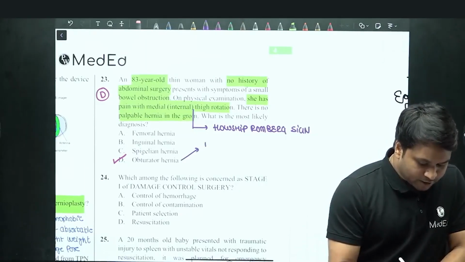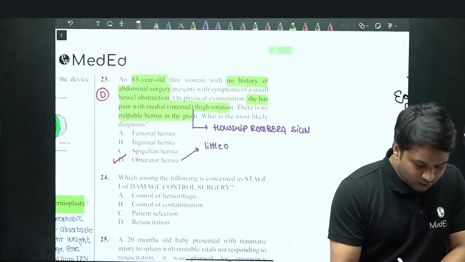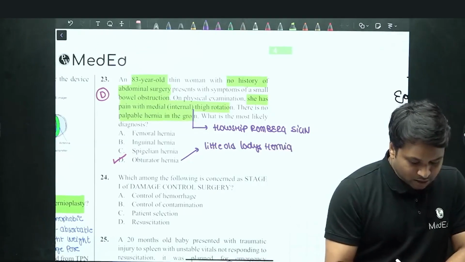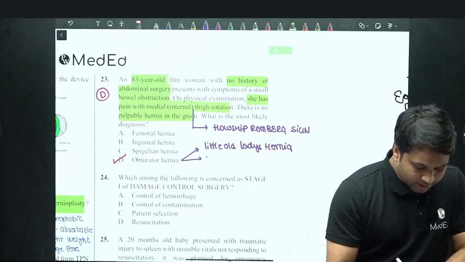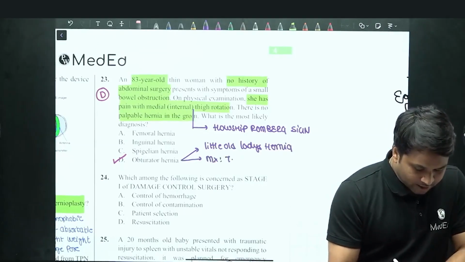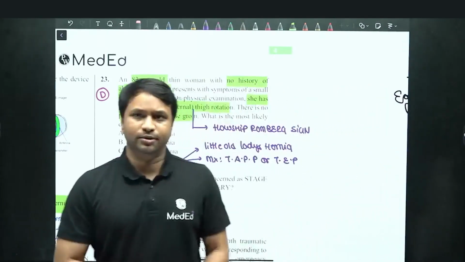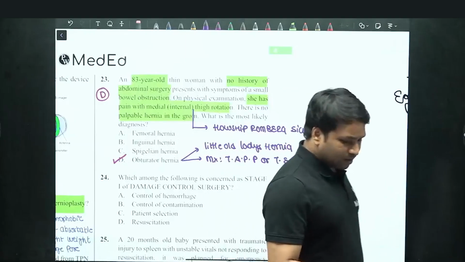The obturator hernia is also referred to as the little old lady's hernia. The management here can be done as transabdominal pre-peritoneal repair or total extraperitoneal repair. Right? It arises through the obturator foramen. This is the obturator hernia. So the answer here is D for Delhi.